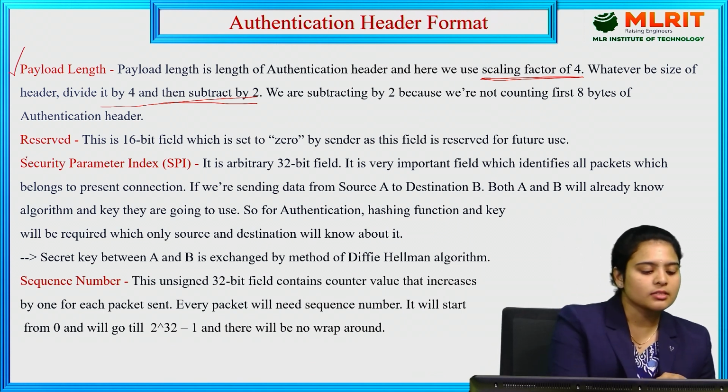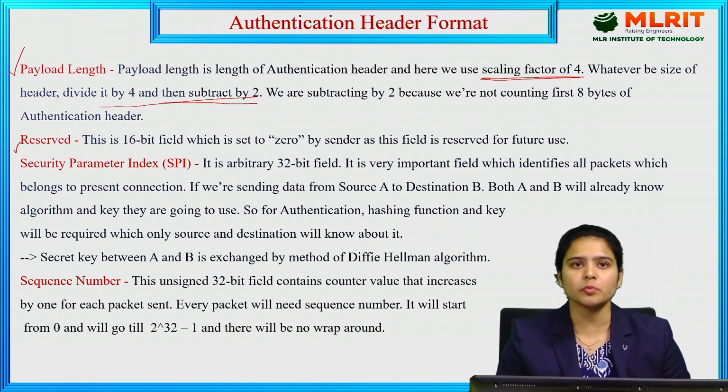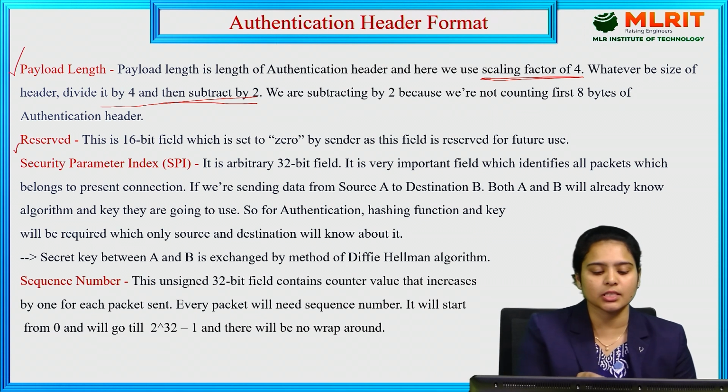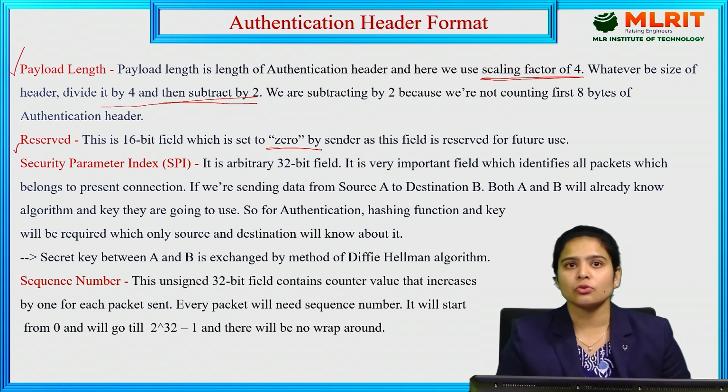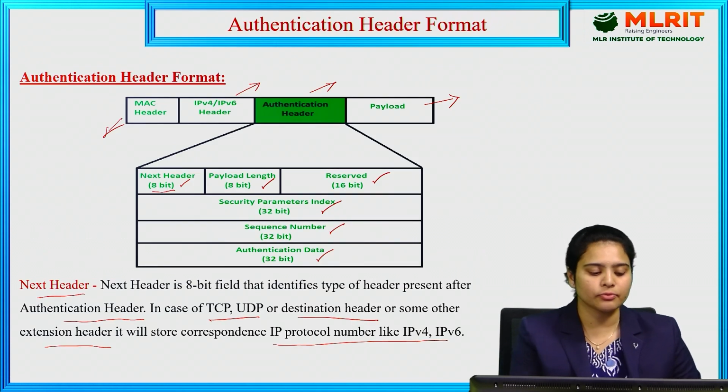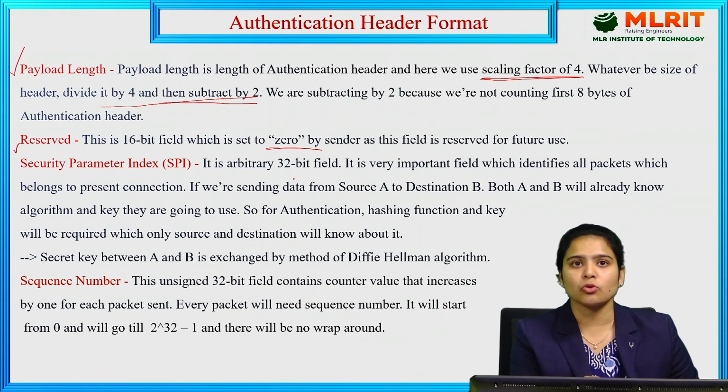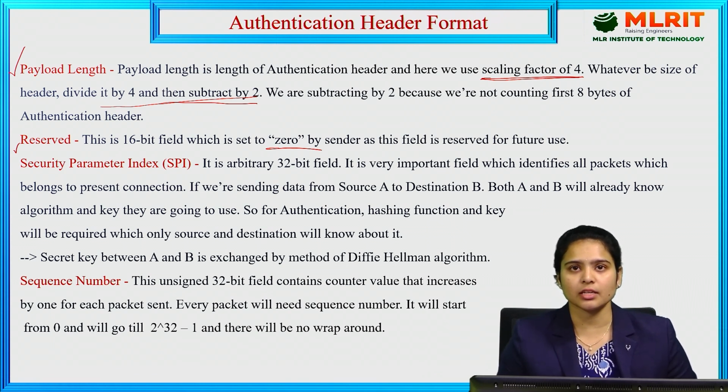The next one is the reserved field. What is meant by reserved? It is always set to 0. This consists of 16 bits. We have already seen the next header of 8 bits and the payload length of 8 bits. Both together with the reserved field, this is the 16-bit field, which is always set to 0 by the sender.